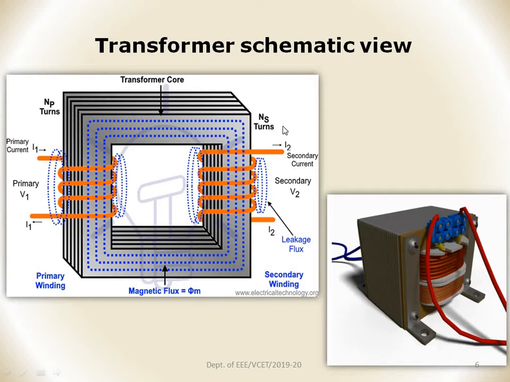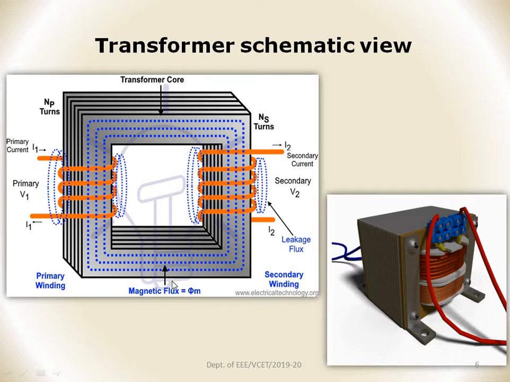And here NP and NS are nothing but the number of turns that are wound with respect to the primary end and the number of turns that are wound with respect to the secondary end. So this NP and NS decide the amount of voltage that can be found with respect to the secondary. So these are the deciding factors of the transformation process that takes place in the electrical apparatus. And the flux that is generated within this core area is called the main flux or the magnetic flux.